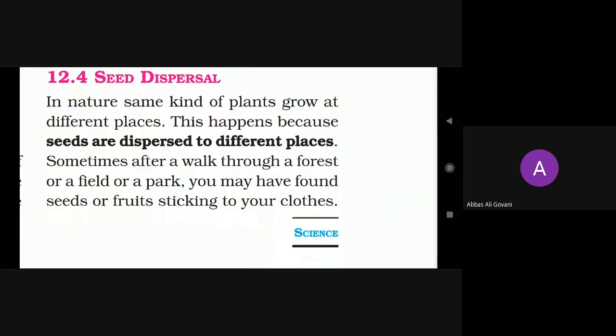12.4 Seed dispersal. In nature, some kinds of plants grow at different places. This happens because seeds are dispersed to different places. Sometimes after a walk through a forest or a field or a park, you may have found seeds or fruits sticking to your clothes.